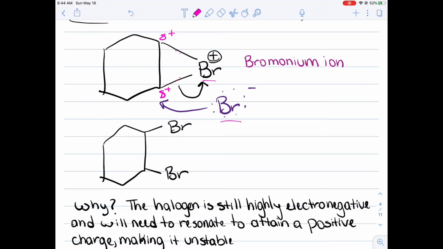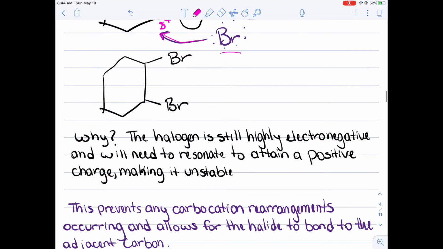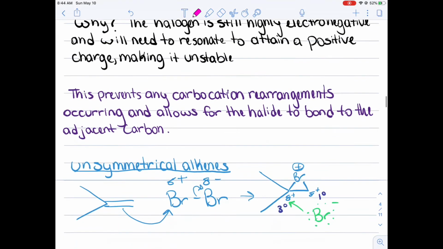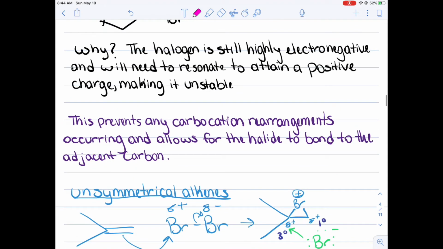Now, your bromide is going to attack one of the carbons. In this case, it doesn't matter which one because your molecule is symmetrical. It's going to perform a backside attack and attach itself to said carbon. Forming this halonium ion prevents any carbocation rearrangements from occurring, and it allows for the halide to bond to the adjacent carbon.